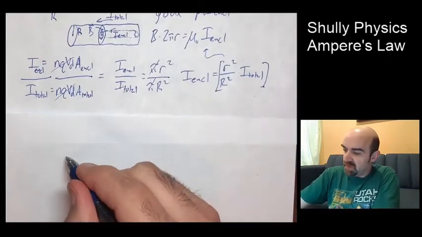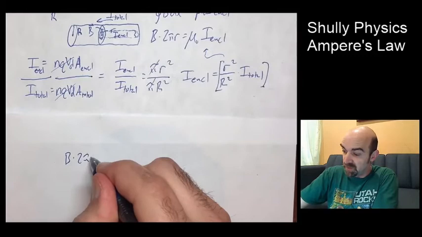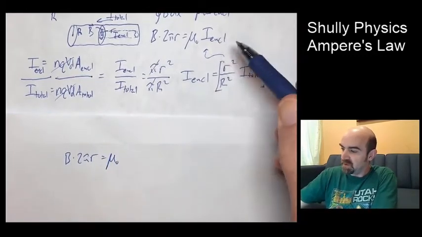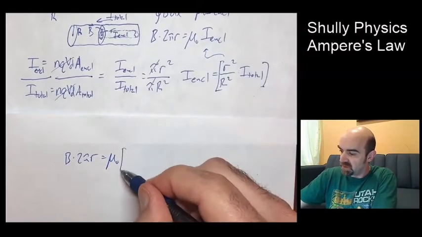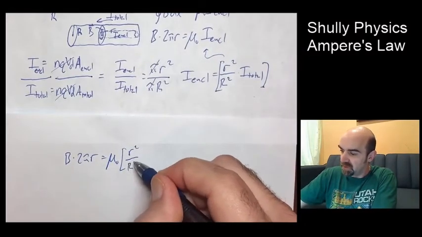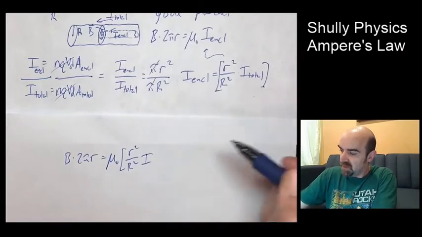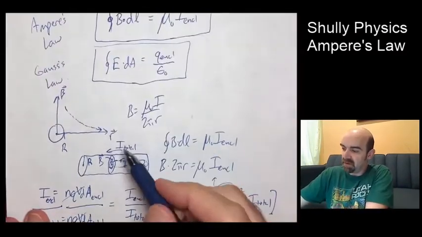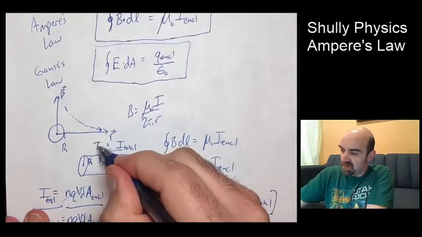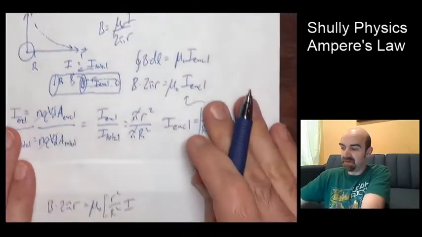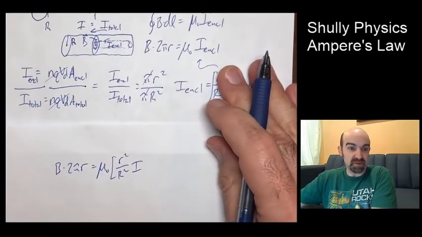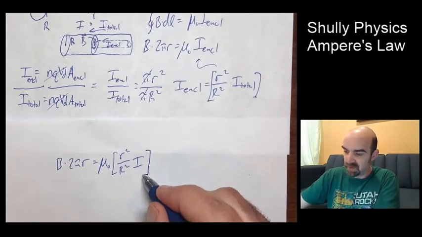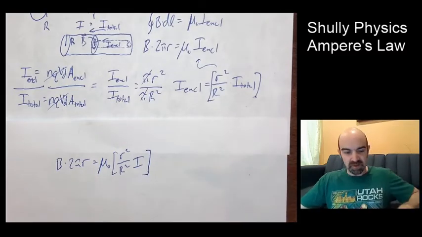So moving it up, we have B times 2 pi little r. It's going to be important in a moment. Equals mu naught. And we're plugging in this little creature here. R squared over big R squared times, now just instead of I total, I'm just going to define this as I instead of the enclosed I. Generally when we say there's a current through a wire, it's called I. So that's the total current through the wire right there.